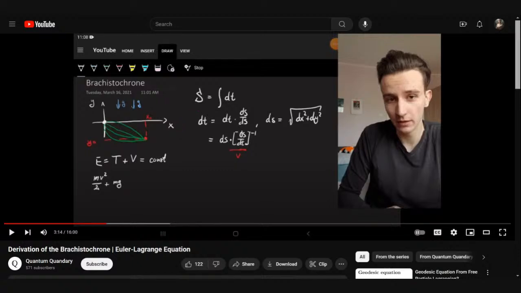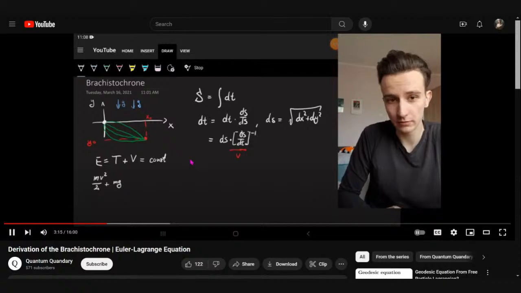This has nothing to do with the least action. The question is, which path is the fastest? So it's a different question than the least action. What is the least action? That's an interesting question. What is the least action or the least time? Which path is the fastest? That's a different question than the least action.